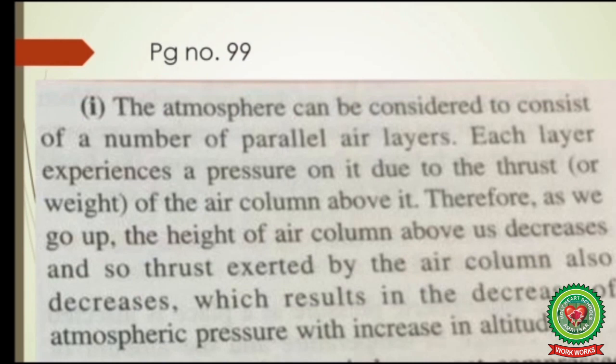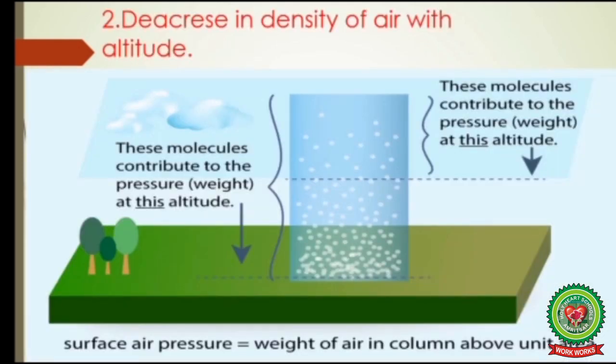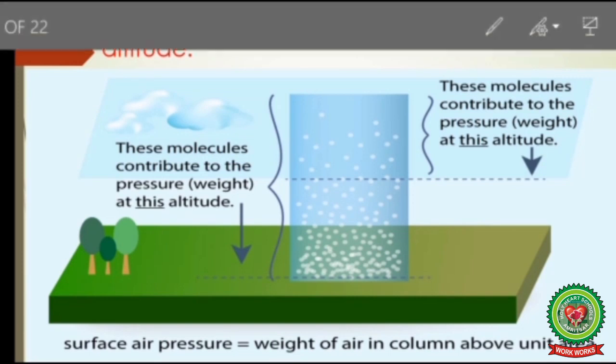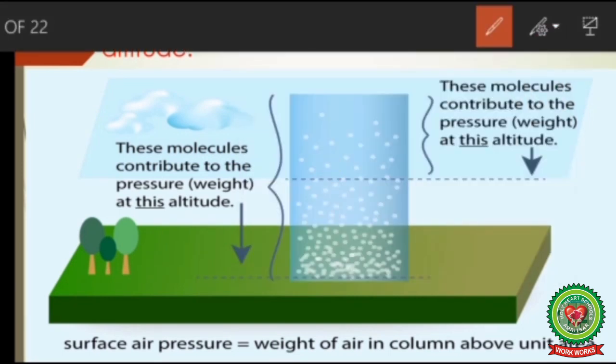Number 1. The atmosphere can be considered to consist of a number of parallel air layers. Each layer experiences a pressure on it due to the thrust or weight of the air column above it. Therefore, as we go up, the height of air column above us decreases, and so thrust exerted by the air column also decreases, which results in the decrease of atmospheric pressure with increase in altitude. Number 2 factor, decrease in density of air with altitude.